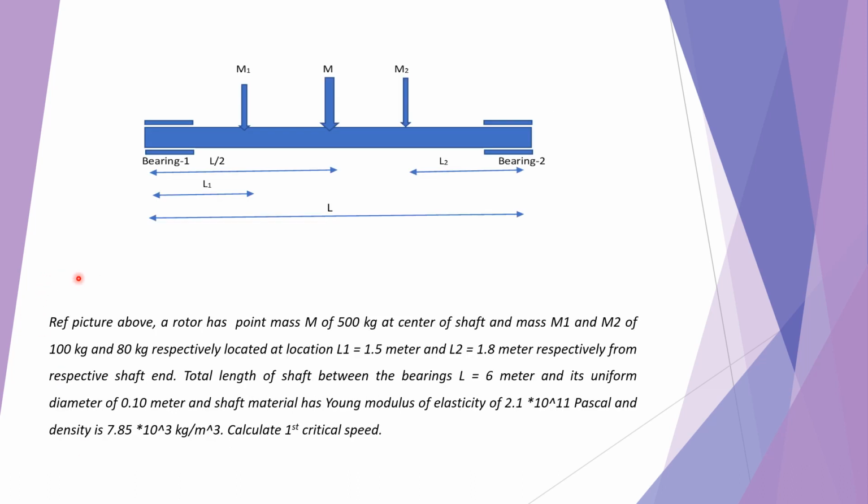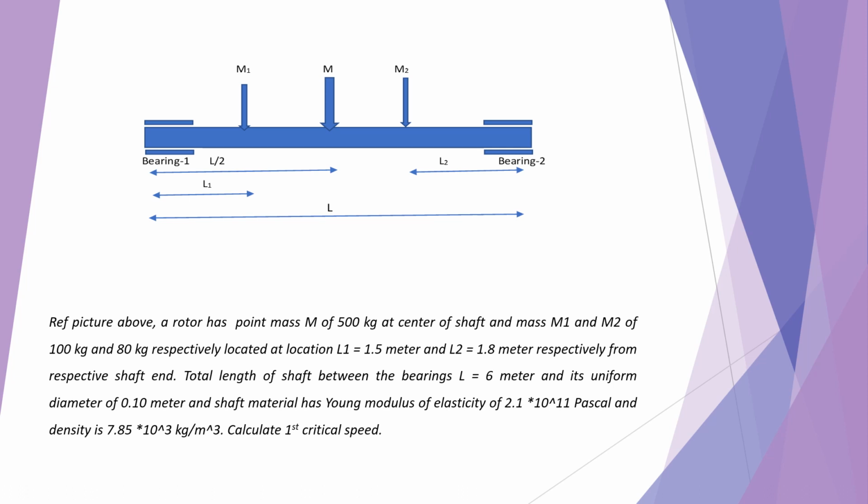Now let us understand using an example how to calculate critical speed using the Rayleigh method. Refer to the picture above. A load has a point mass of 500 kg at the center of the shaft. M1, M2 are 100 kg and 80 kg respectively, located at L1 is 1.5 and L2 is 1.8 meter respectively from the respective shaft end. Total length of shaft between the bearings L is 6 meter and it is of uniform diameter 0.1 meter. Shaft material has Young's modulus of elasticity 2.1 into 10^11 Pascal and density is 7.85 into 10^3 kg per meter cube.